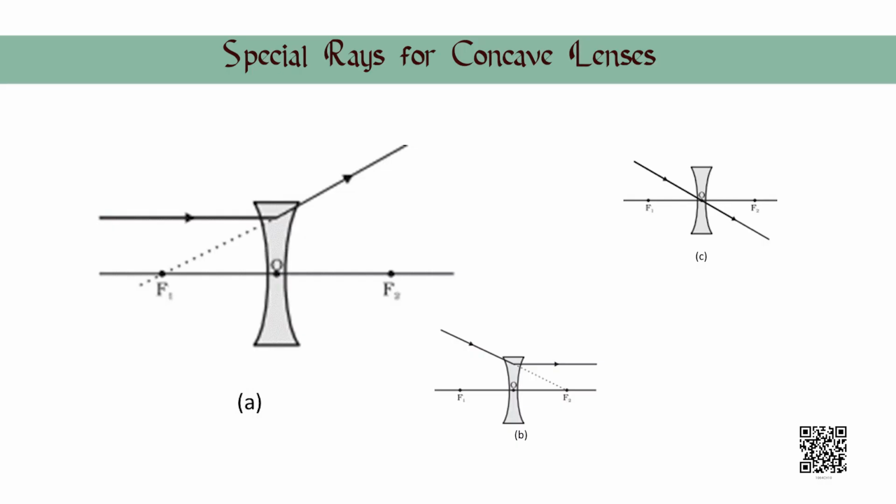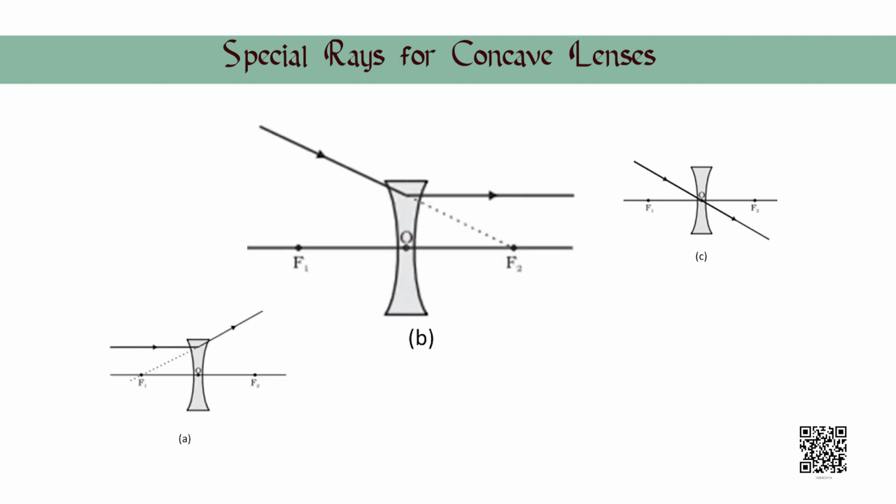Before we venture out to frame images, let us have a quick recap of the special rays used for framing images using concave lenses. So, here we go. A ray of light from the object parallel to the principal axis after refraction from a concave lens appears to diverge from the principal focus as shown in figure A. A ray of light appearing to meet at the principal focus of a concave lens after refraction will emerge parallel to the principal axis as shown in figure B.